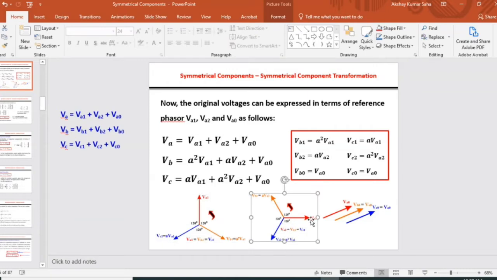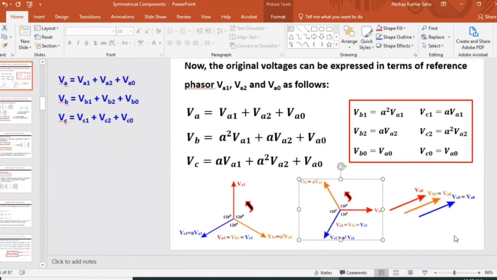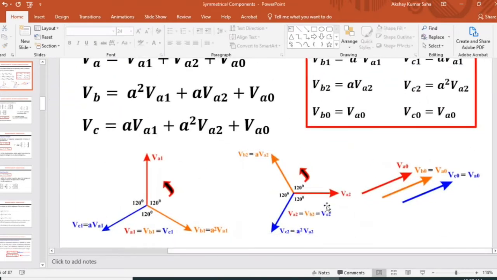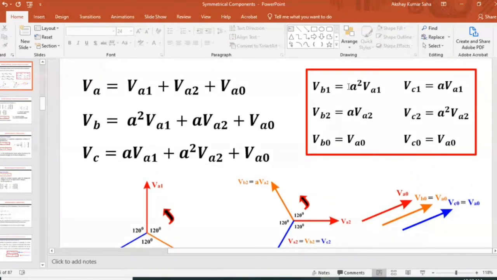Similarly, for negative sequence, after A, C will come and then B will come. So VA2, VC2, let me extend it a little more so you can see it here. VA2, then VC2 and VB2. So for VB2, it's 120 degrees, so it's A VA2. VA2 is now the reference, not VA1. VA1 is the reference for positive sequence, and VA2 is the reference for negative sequence. So for VC2, it's 240 degrees, so it's A squared.